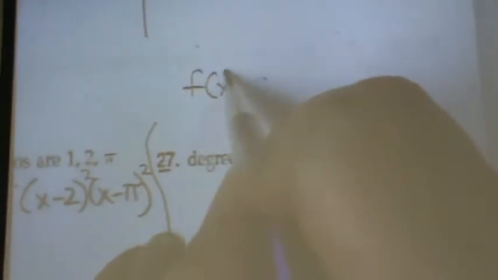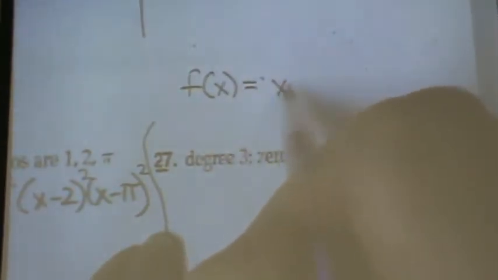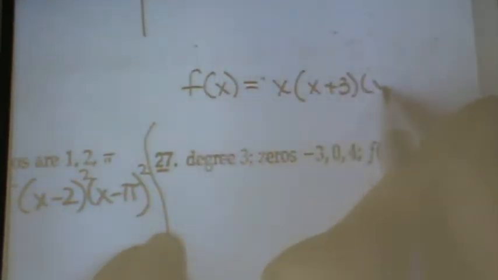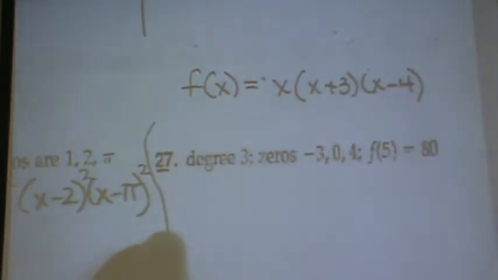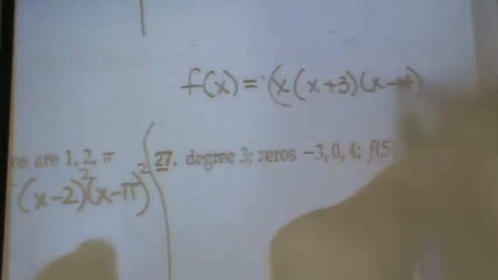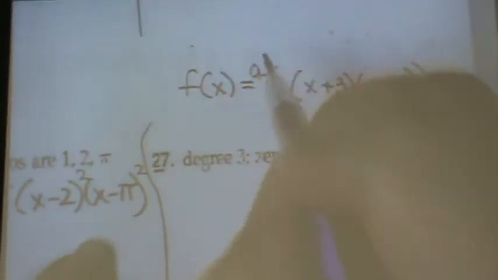And this one, you've got zeros at negative 3, 0, and 4. So I'm going to start above because there's something we have to do. So it's x, x plus 3, and x minus 4. Now what you have to do is figure out the a value because they give you a specific x and y value. So in front here, we have a specific a value we have to find. We're going to plug in 80 here.